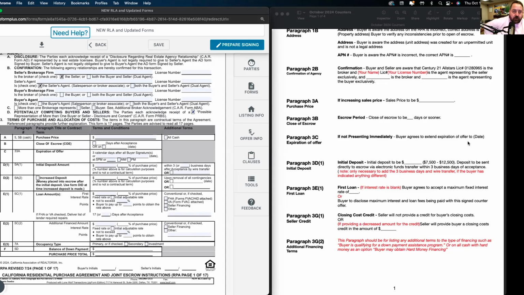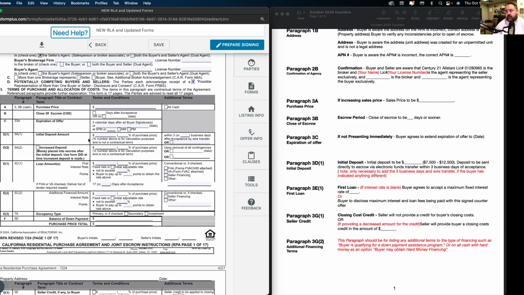Okay. So if you are presenting an offer that has already expired, this paragraph 3C, expiration of offer, should be part of your counter offers. Okay. Stating that the offer is still valid. Okay. Questions so far? Anybody? No? All right, good.